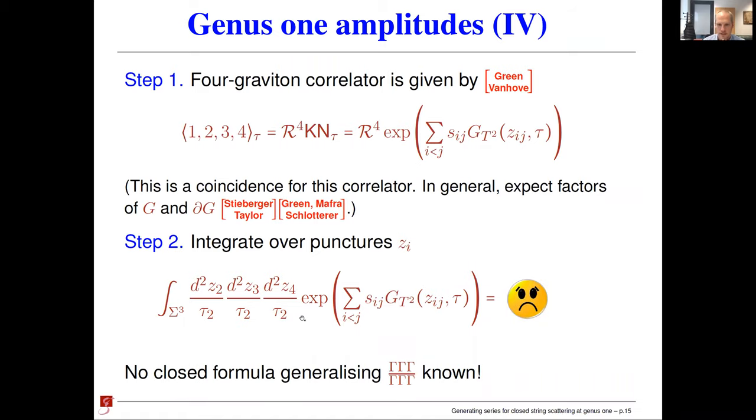And now this is the moment where the sad news happened. Before, I could do this integral explicitly and we got this quotient of gamma functions. But here, there's no formula known that would appear on the right-hand side. That's a bit disappointing, because tree-level string scattering was so nice and easy, and if it wasn't for this formula, string theory wouldn't have developed, I would say. When you go to string one loop, one doesn't really know what the full answer is here.